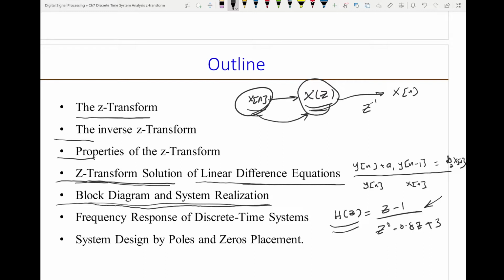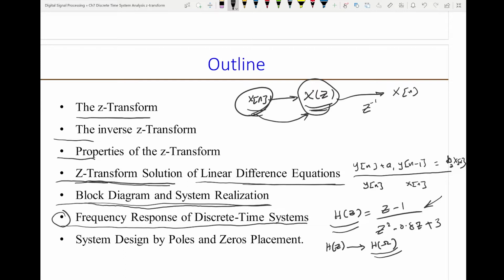For the next topic, we will move to the frequency response of discrete time systems. Now we're going to learn how we get from the transfer function h of z to the frequency response of the system, h of omega. And how does this system respond to a sinusoid of different digital frequency?